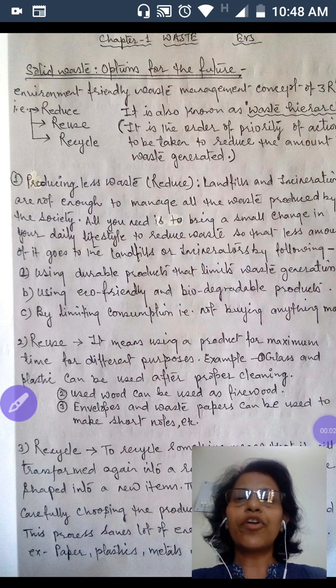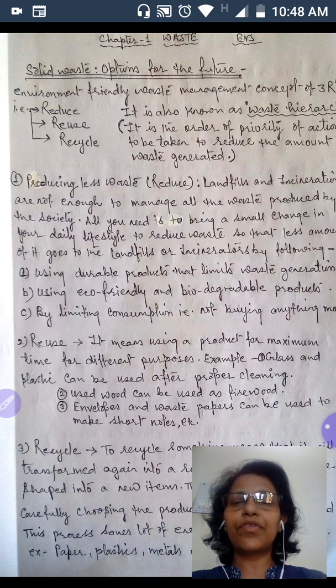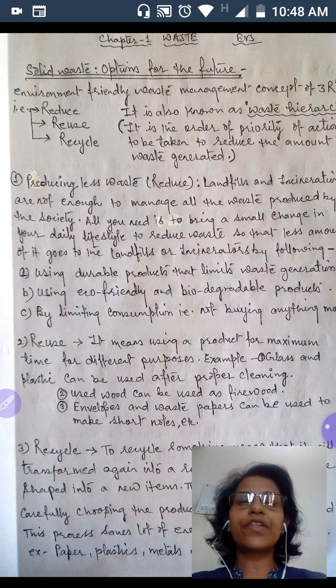Good morning children. Before we start our next class, let us revise what we have learned in our previous class. We have learned about the concept of 3R's. This is also known as waste hierarchy.